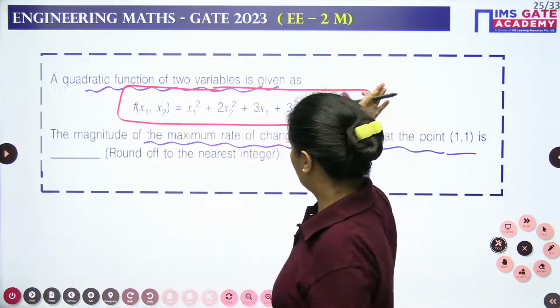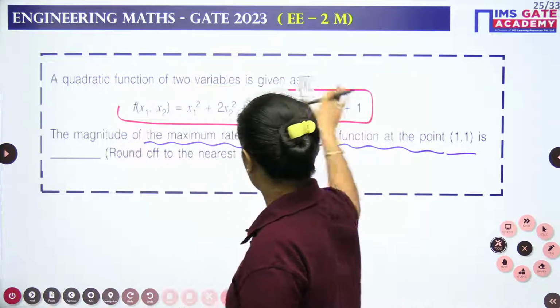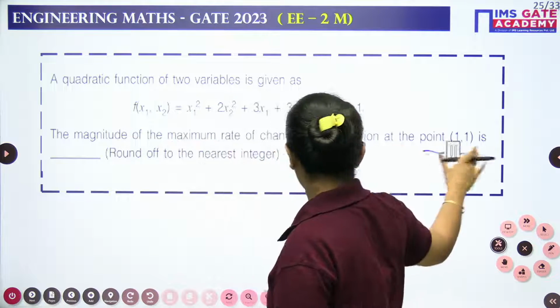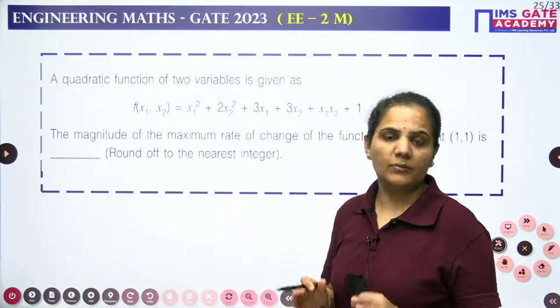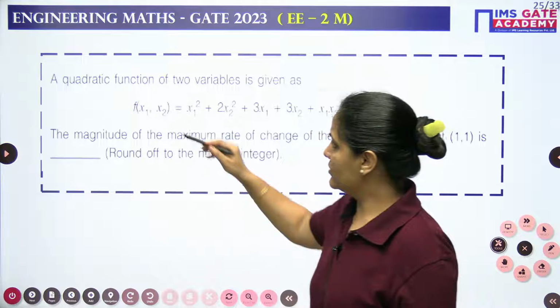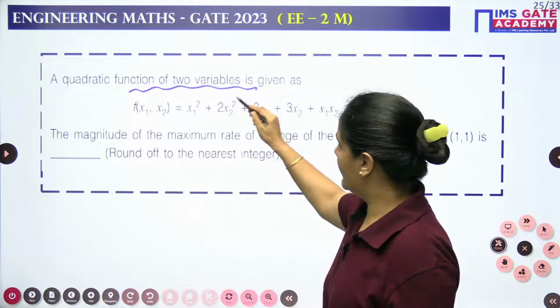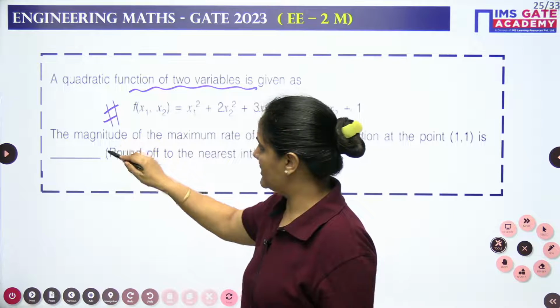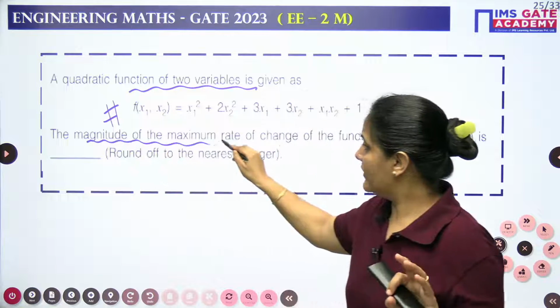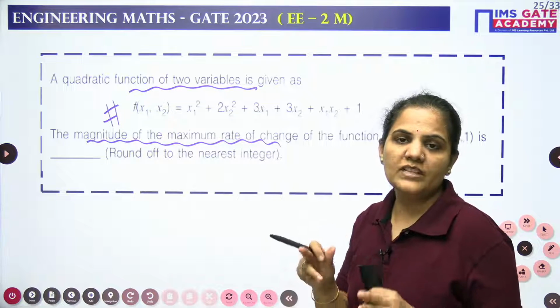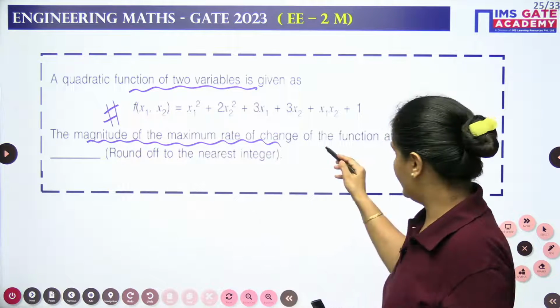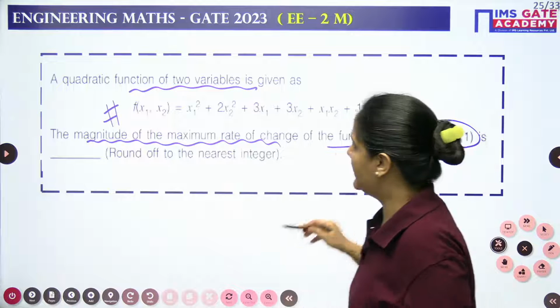Okay. Let's go to the question. I can see the question is very simple, very easy. Let's read the question again. This question is from vector calculus. The question is talking about a quadratic function of two variables. So this is a function of two variables given to you. The magnitude of the maximum rate of change. Maximum rate of change means the gradient. So we need to find out the magnitude of the gradient in this case at the given point (1, 1).